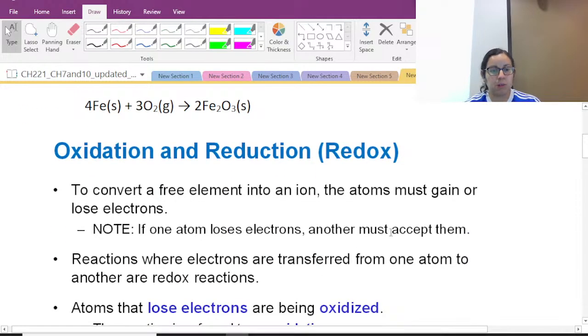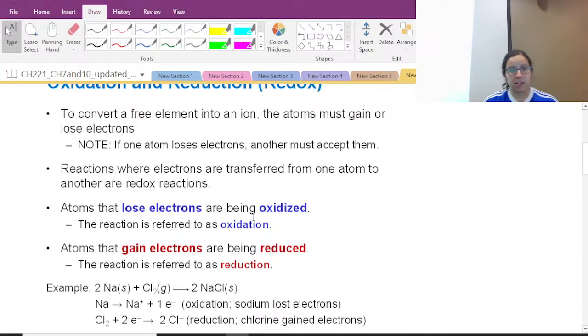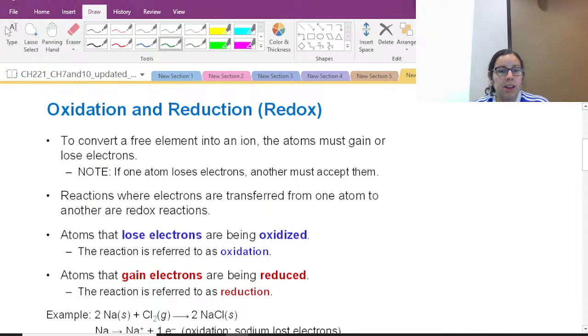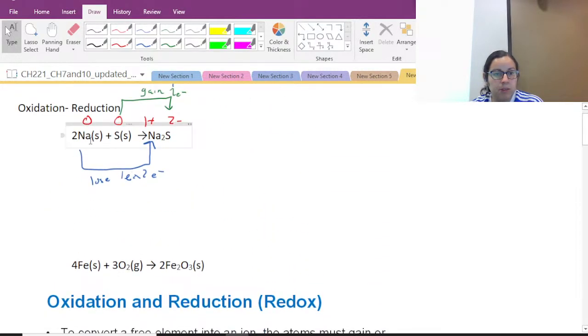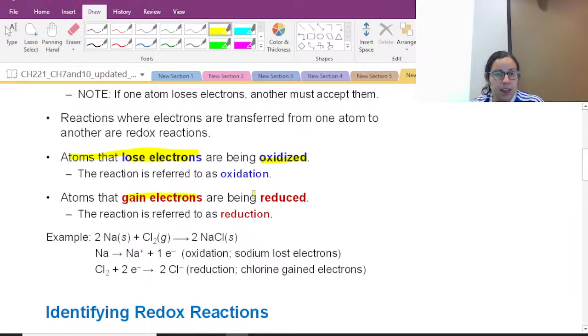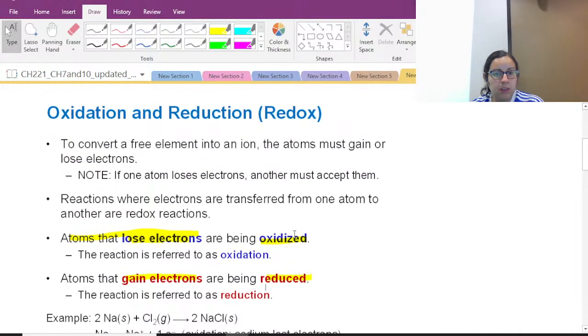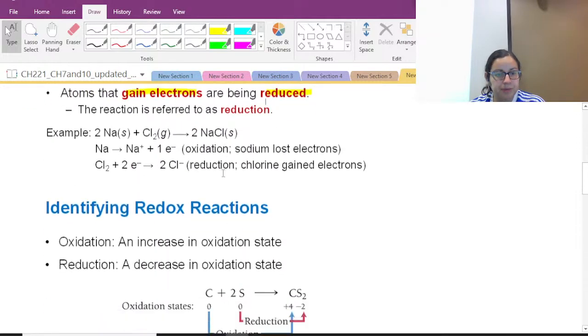Let's go back to your OIL RIG for a second, because now we'll piece all these together. Let's look at the text, and then we'll do the mnemonic. Just like we saw, atoms that lose electrons become oxidized. If we go back to our sodium, it underwent oxidation. And atoms that gain electrons are reduced. So in this case, our sulfur was reduced.